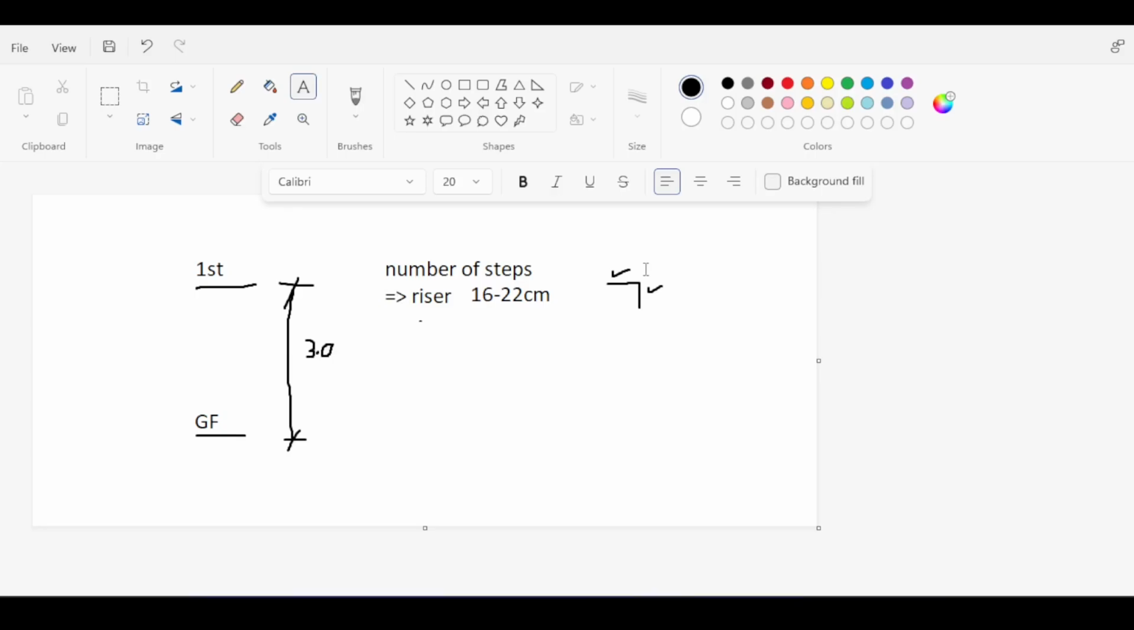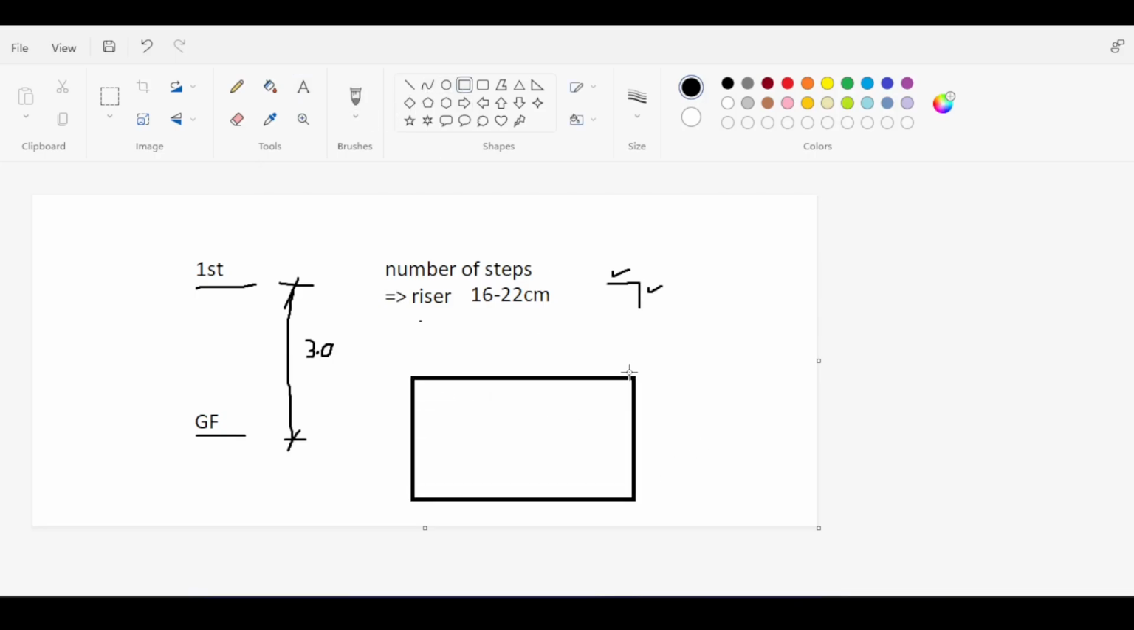All right. So what about the tread? When you have a normal staircase, you would have a number of stairs and basically a soffit or a place to stand on.